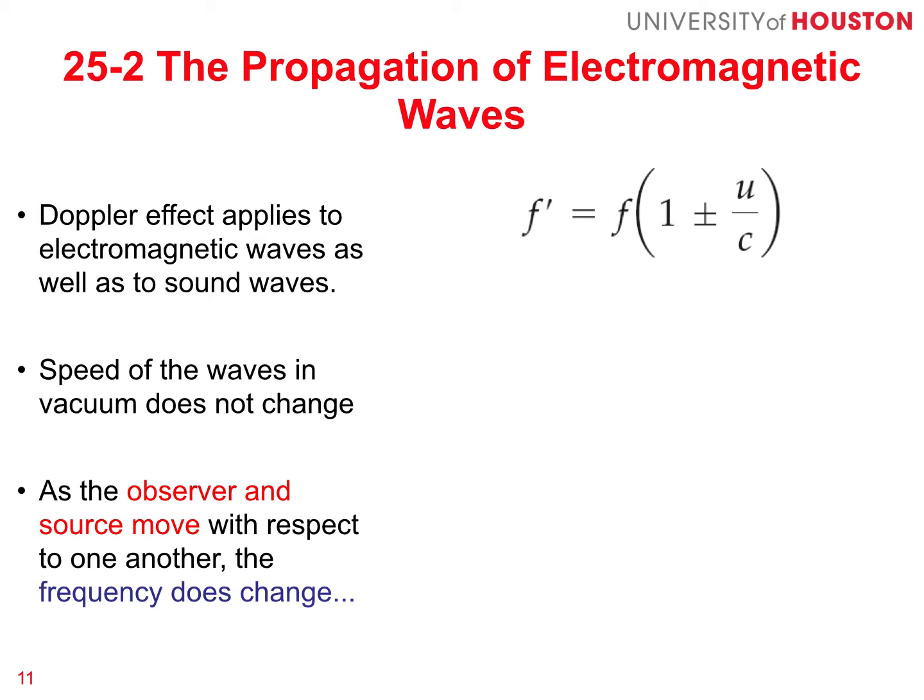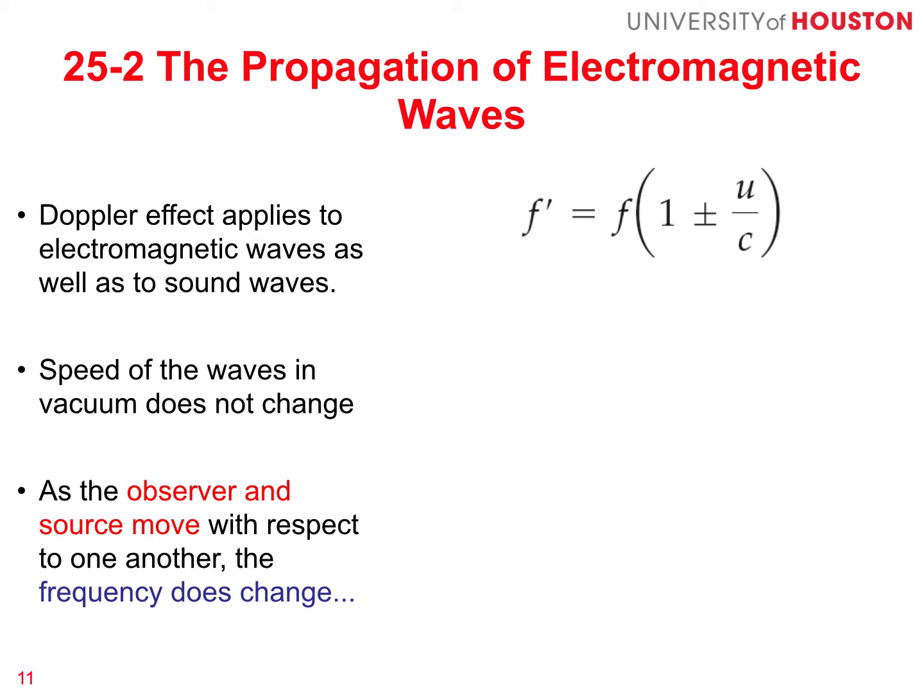If the source of the wave is moving away from the observer, we use a minus. If the source is moving towards the observer, we use a plus. That means that the frequency will increase from a source that is moving towards an observer, and it will decrease as the source moves away from an observer.